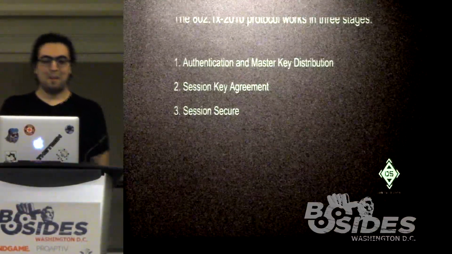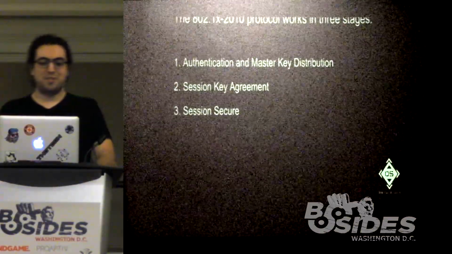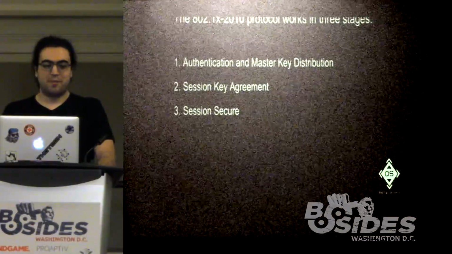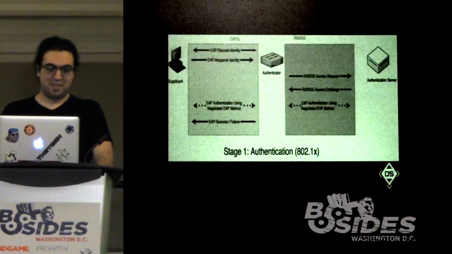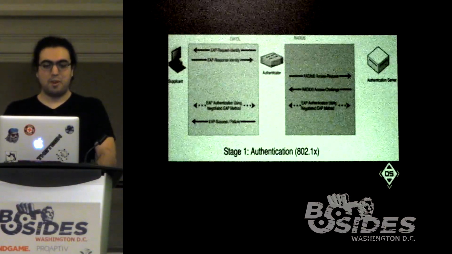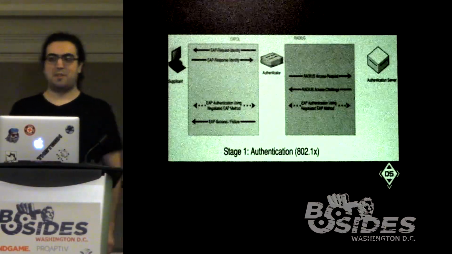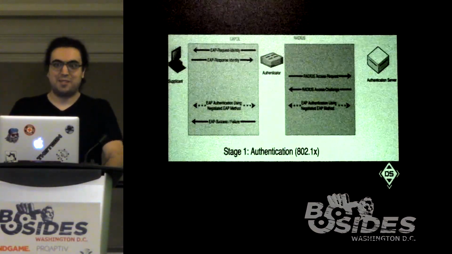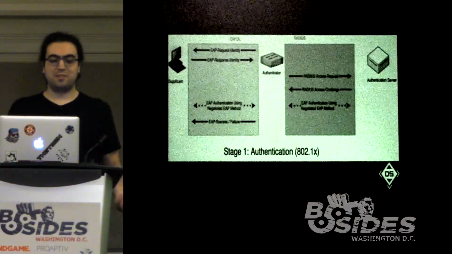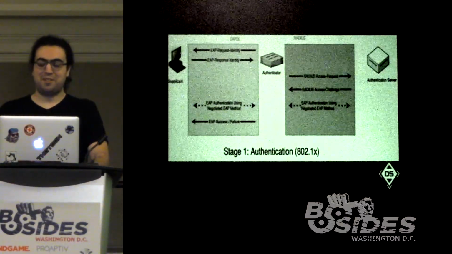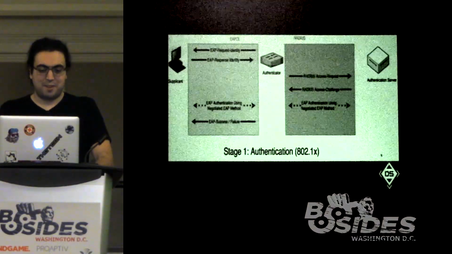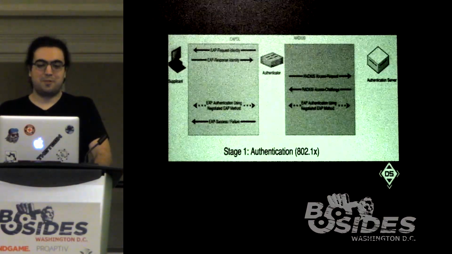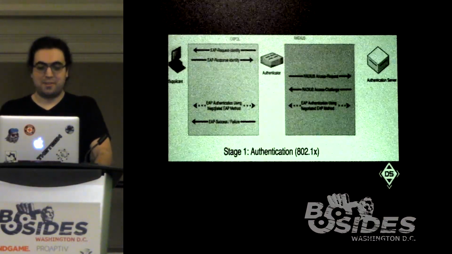It's pretty cool. 802.1x-2010 works in 3 stages: authentication and master key distribution, then session key agreement, and finally the session secure state. We're going to talk about what these mean in a second. Authentication plays out like the authentication process that we described in the very beginning, with initiation, EAP negotiation, and then whatever implementation of EAP you're using for authentication. The only difference is that at the very end, you need to support a few more things transmitted from the authentication server to the supplicant. But other than that, it's pretty much analogous.